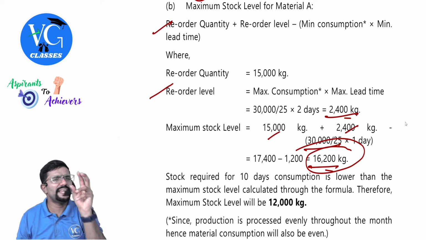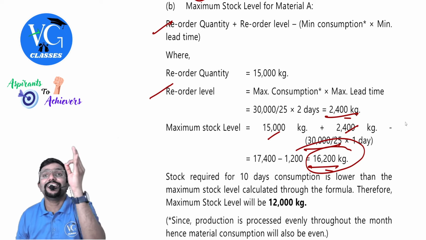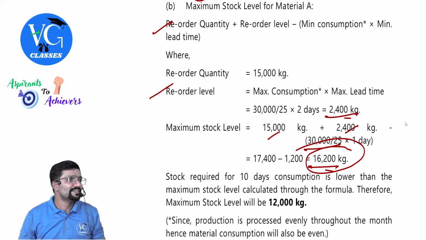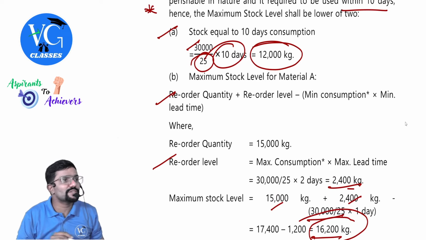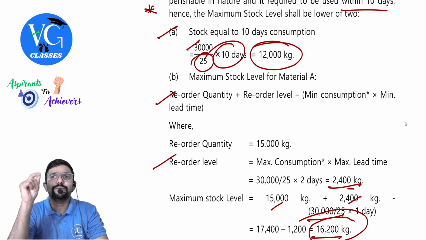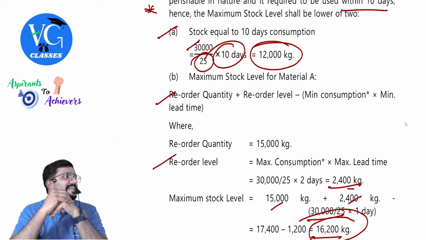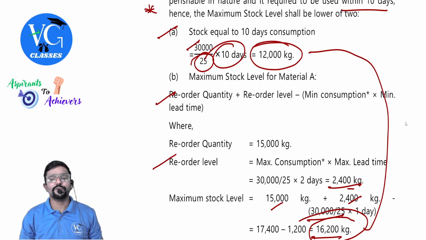But there is some additional data they gave in the question just to trap us. What is it? It is perishable. It can be used maximum within 10 days. So now I should consider that also and plan my maximum stock level? Yes. Considering the wastage, maximum stock level will be how much? 10 days consumption. 10 days consumption is how much? 12,000 kgs. So will you go with 12,000 or 16,400?